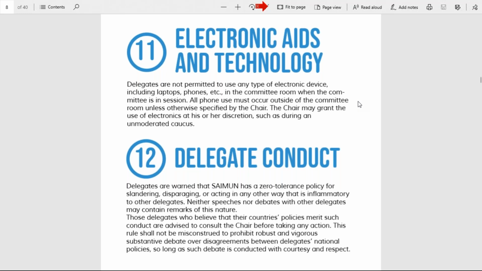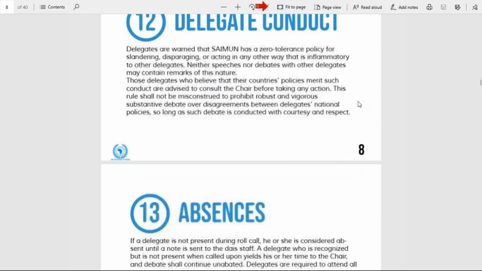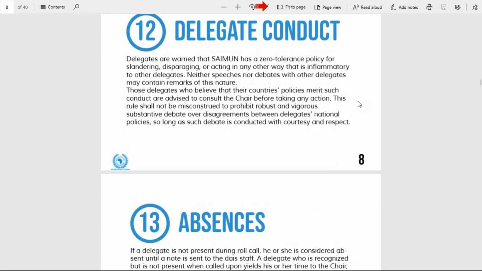Now we have delegates' conduct. I think I had already covered that under courtesy. Make sure that any remarks you use are respectful to whichever country. If you want to state something that will offend another state, please run it by your chair first before you speak it in front of the whole committee, so that we won't have any problems or quarrels among delegates.